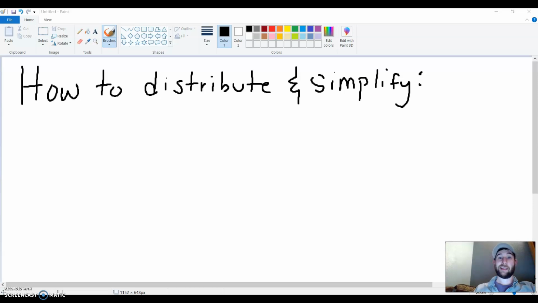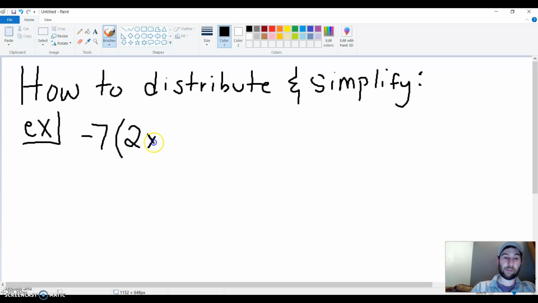Hello once again. This is now officially video number 2. Here we're not looking at just distributing, but we're also looking at distribution with simplification. So our first example for this is having a wonderful -7 multiplied by 2x plus 1 plus 3x on the outside.